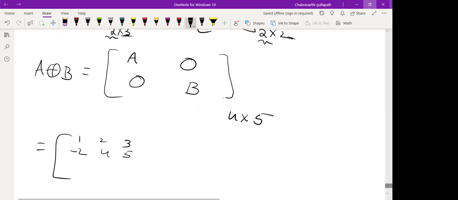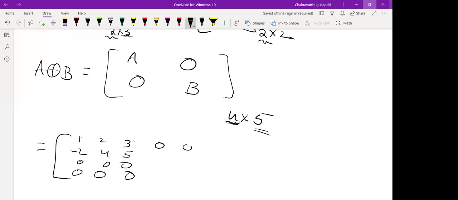Then, how many rows should be there? 4 rows. 2 rows are completed. Remaining 2 rows should be 0, because you should have 4 rows. 2 rows got completed, remaining 2 you will get. And here, how many columns? 5 columns. 3 columns are marked, 2 more columns you will get.